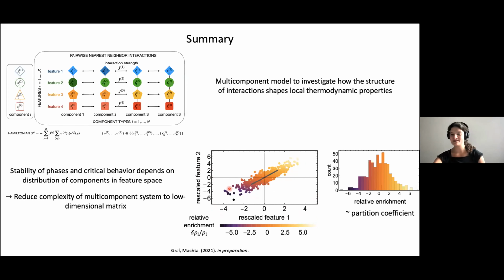And maybe in terms of experiments, since this was one of the questions, I've talked a lot about these distributions of relative enrichments. These are kind of like partition coefficients you could measure in experiments. So one set of experiments which would be nice is to really measure different partition coefficients for different mixtures. Maybe this would give a way to say more about the interaction structure or pairwise interactions.